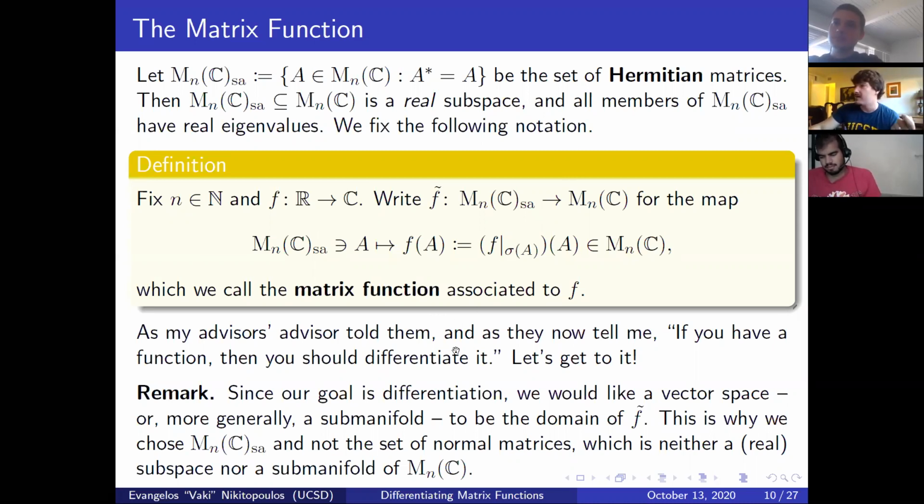And if you want to do calculus, you should have a vector space, or at the very least a submanifold or a manifold to do calculus on. Now, the set of normal matrices is not a vector subspace, but actually even worse, it's not even a submanifold. So it's probably not the right thing to do calculus on. That's why we're going to restrict to the Hermitian matrices. So that was just a nice side comment for the geometrically minded.